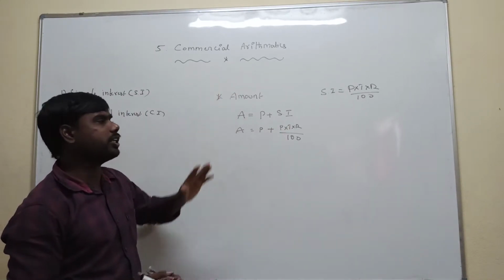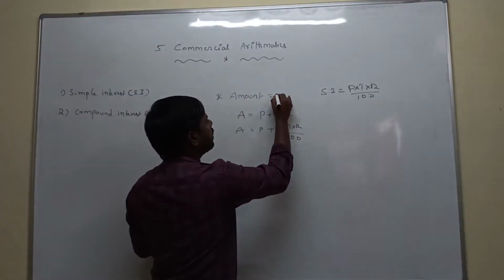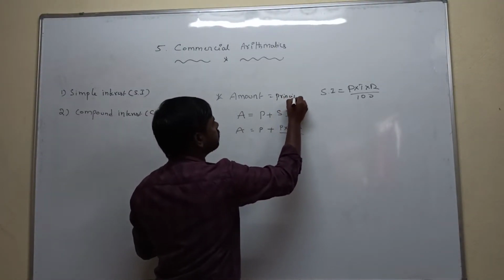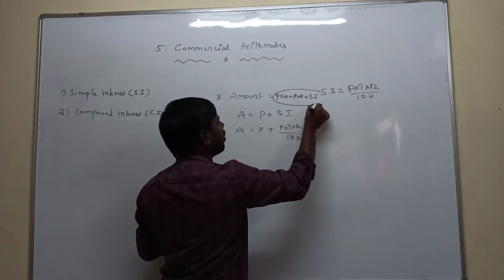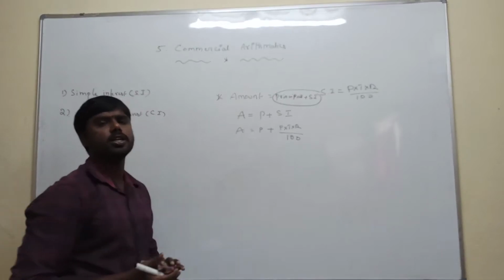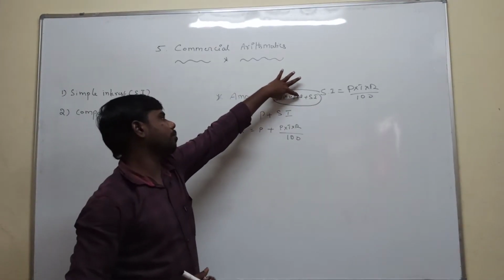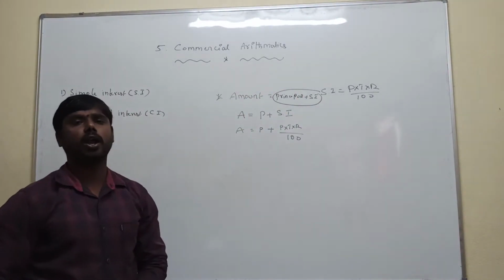The definition of amount is the principal amount plus simple interest. The total sum of the principal amount and the simple interest is called the total amount.